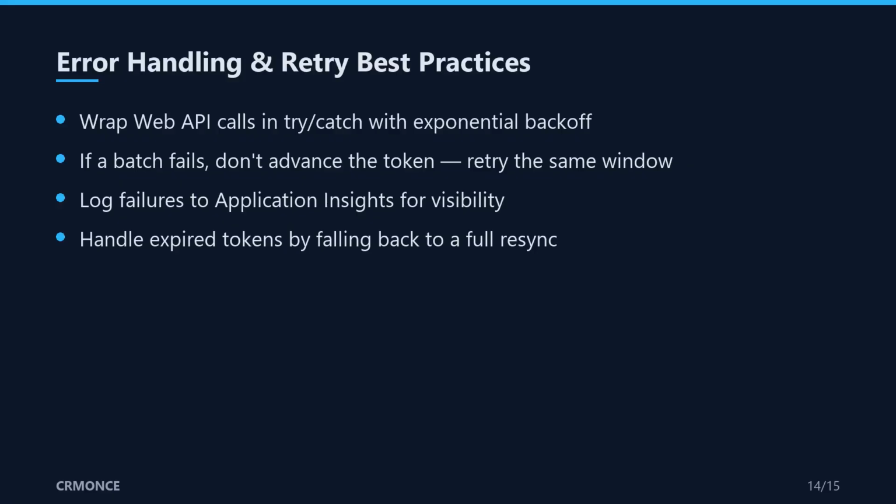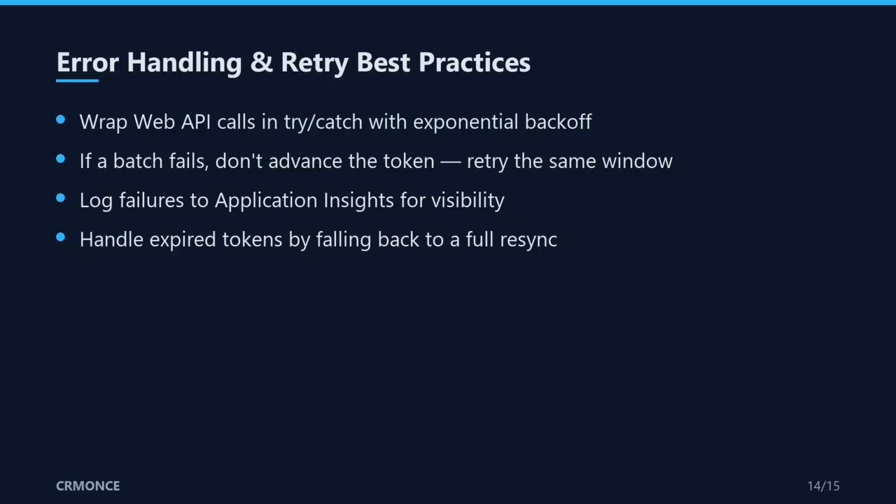Before we wrap up, a few production habits that will save you a bad night on call. Always wrap your web API calls in try-catch with exponential backoff, meaning if a call fails you wait a little longer each retry instead of hammering the service. If any part of a batch fails to push downstream, do not advance and save the sync token. Let that run fail and retry the same window next time, so nothing gets silently lost. Log every failure to Application Insights, Azure's built-in monitoring tool, so you can actually see problems instead of discovering them from an angry client.